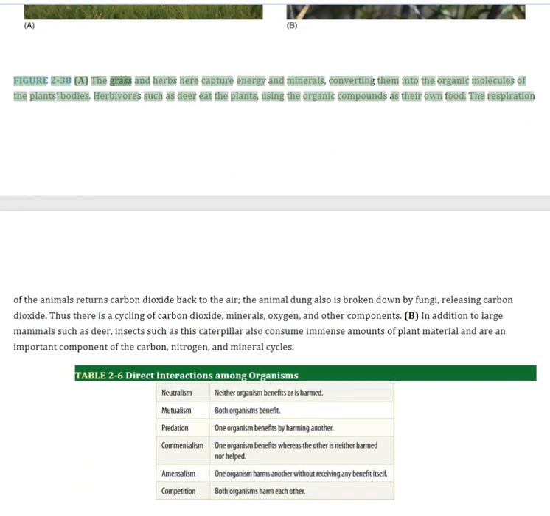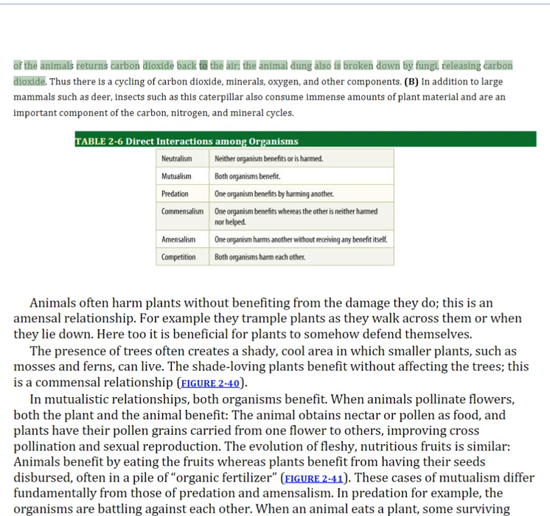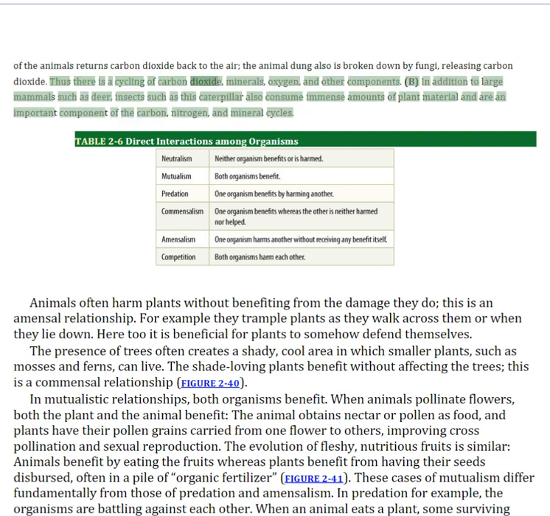Figure 2:38. The grass and herbs here capture energy and minerals, converting them into the organic molecules of the plants' bodies. Herbivores such as deer eat the plants, using the organic compounds as their own food. The respiration of the animals returns carbon dioxide back to the air. The animal dung also is broken down by fungi, releasing carbon dioxide. Thus there is a cycling of carbon dioxide, minerals, oxygen, and other components. In addition to large mammals such as deer, insects such as this caterpillar also consume immense amounts of plant material and are an important component of the carbon, nitrogen, and mineral cycles.